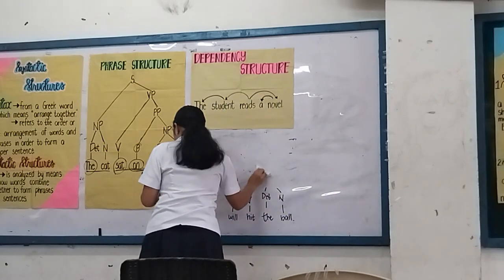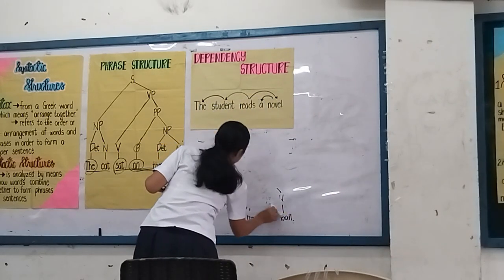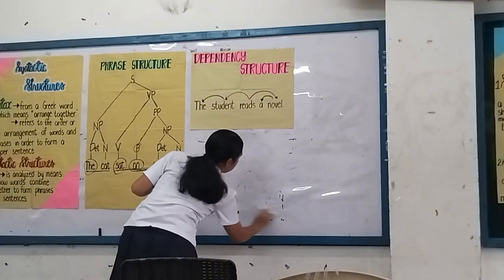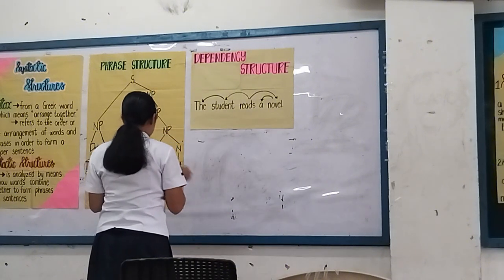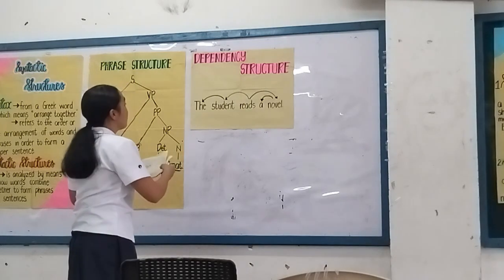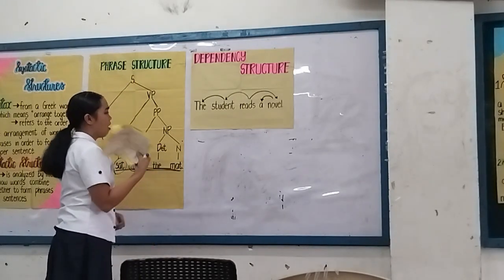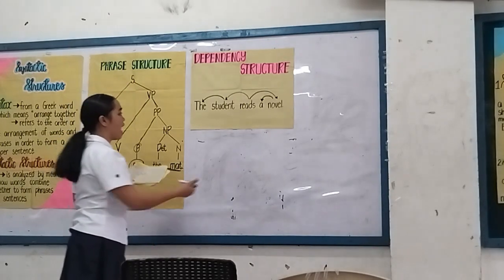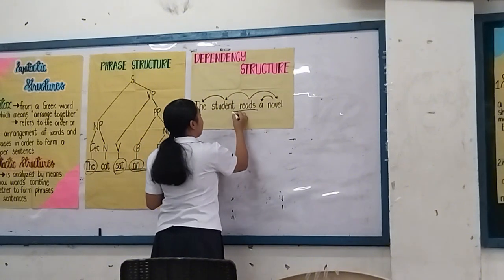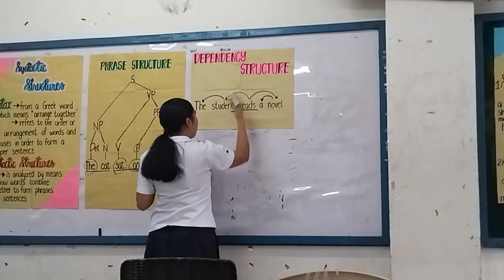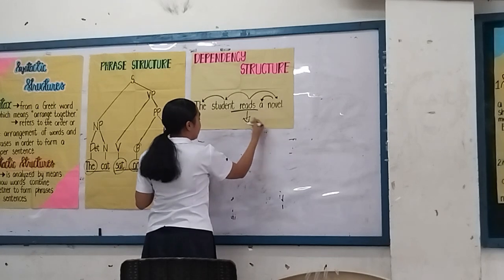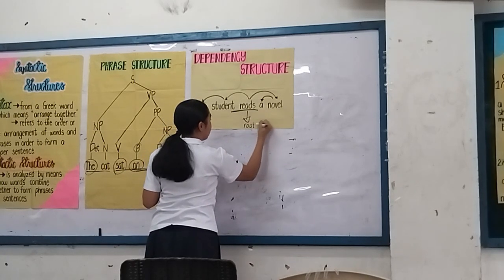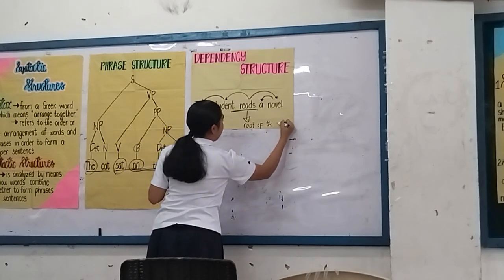So the second type of syntactic structure is the dependency structure. When we say dependency structure, it shows how words are linked together. In the dependency structure, the main verb is the root, meaning the other words in the sentence depend on it. So "read", the verb, is the root of the sentence.